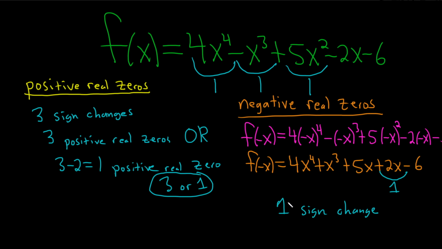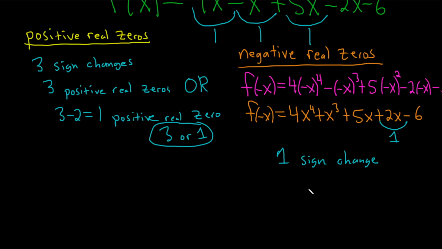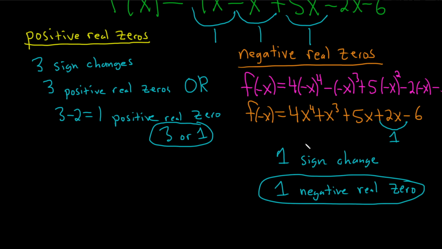So Descartes' rule of signs says that the number of negative real zeros is equal to the number of sign changes or the number of sign changes minus a positive even integer. But we can't subtract any positive even numbers from this, right? We would get a negative. So in this case, all we have is 1 negative real zero, because you can't subtract an even number from this because it'll become negative.